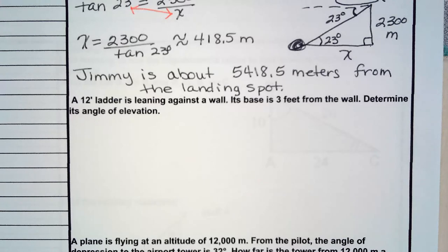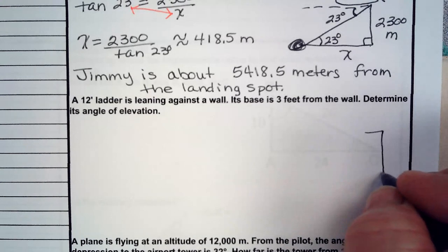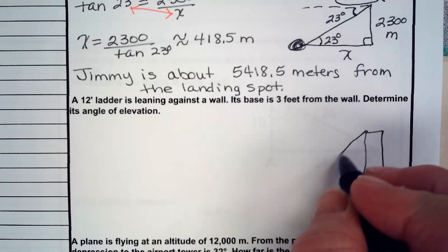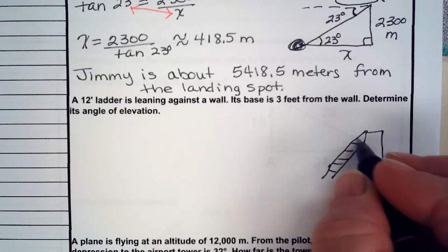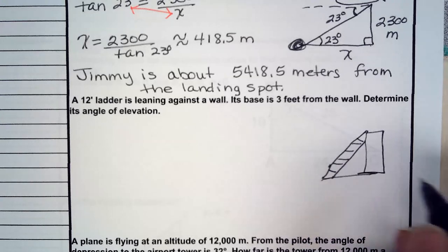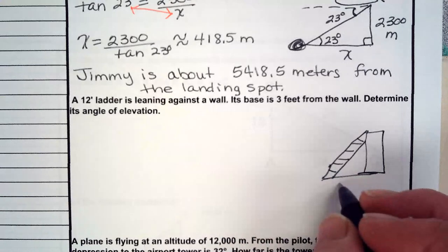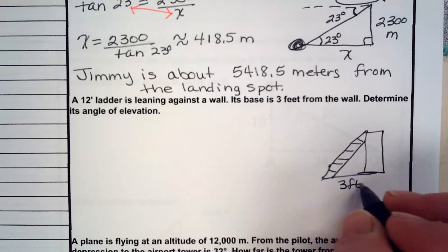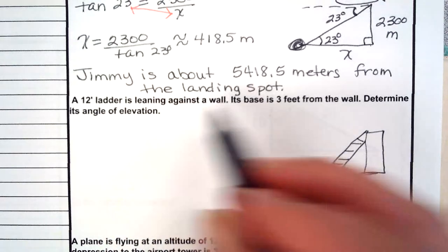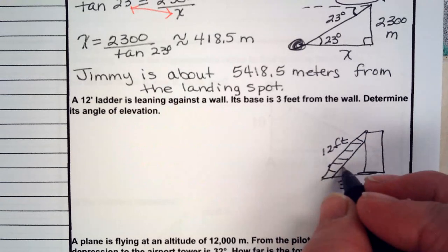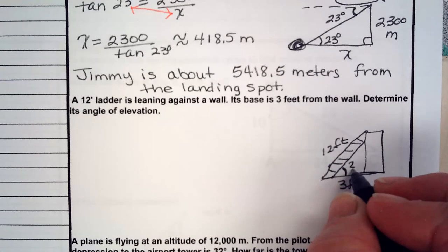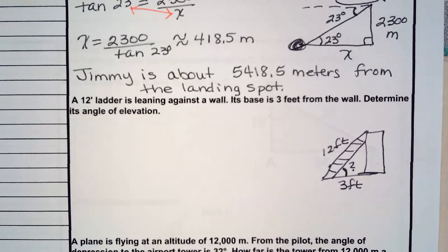So if we're looking at this, what does it look like? Here's my wall, and here's my ladder. Its base is 3 feet. This is 3 feet from the wall, and it's a 12-foot ladder. And this is what I'm looking for. That's your angle of elevation.